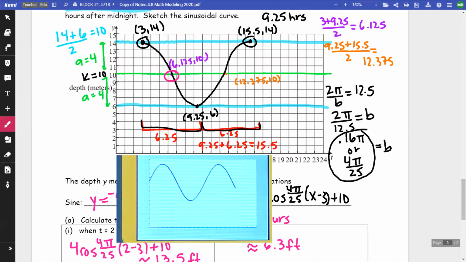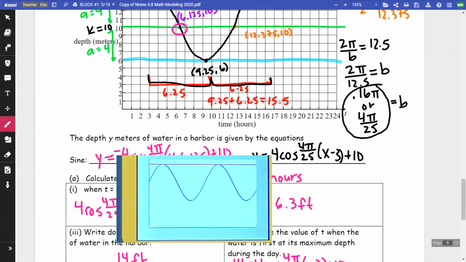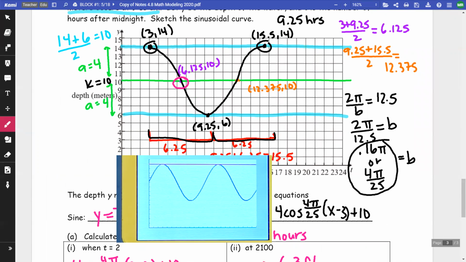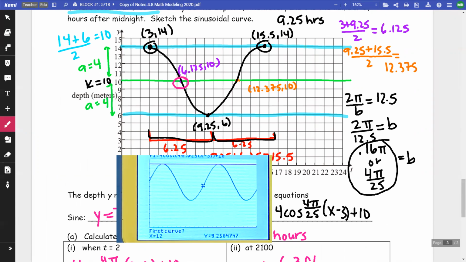And so there's my graph. And then there is our 14. So it looks like the first time is at 3, but let's just make sure that that's at 3. So again, you can do second and calc, and we can go to intersect. I'm going to arrow up or down to get to the line and move on the line. And then hit enter, enter, enter.